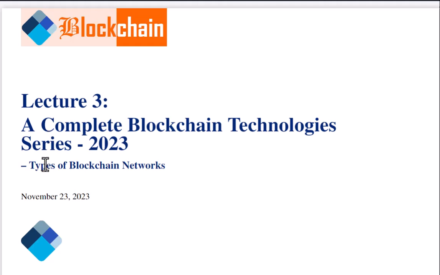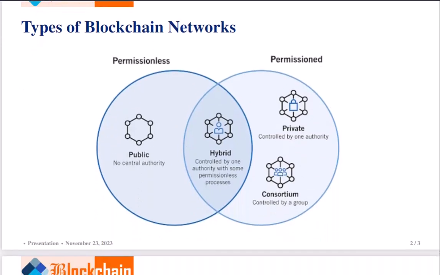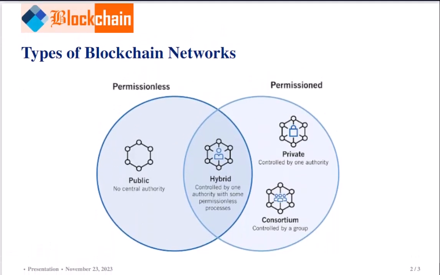In this lecture, we will cover the different types of blockchain networks. So, there are a total of 4 different types of blockchain networks. The main broad category is the public and private network. We have the public network and the private network, but there are more subtypes.